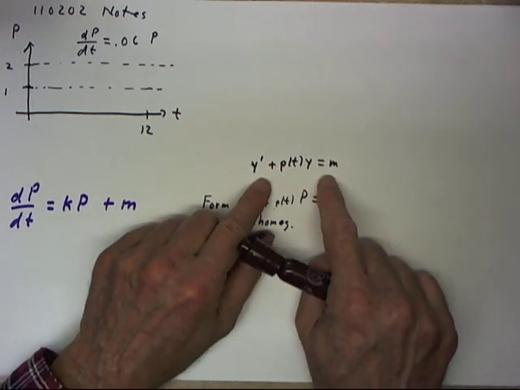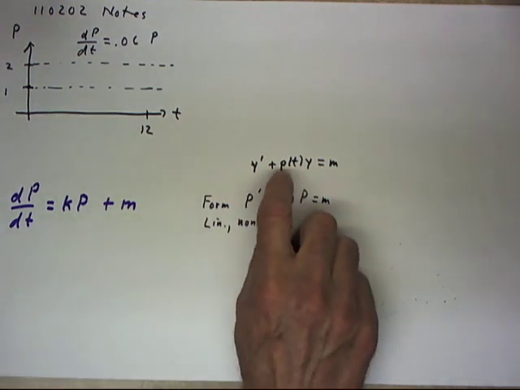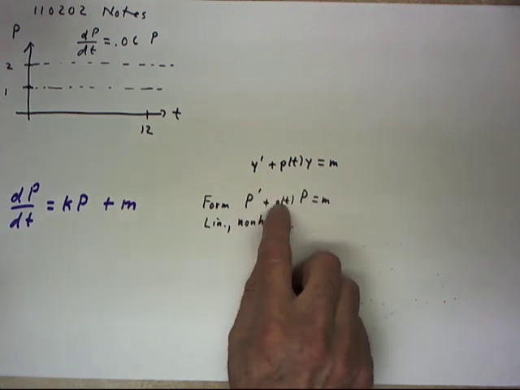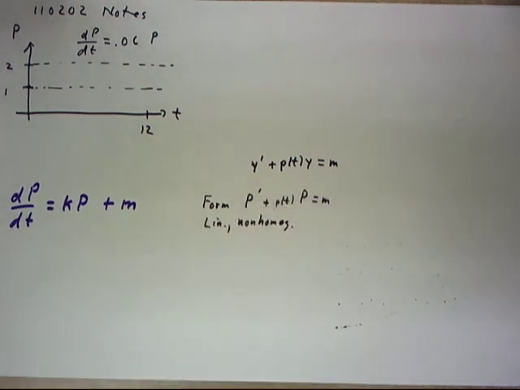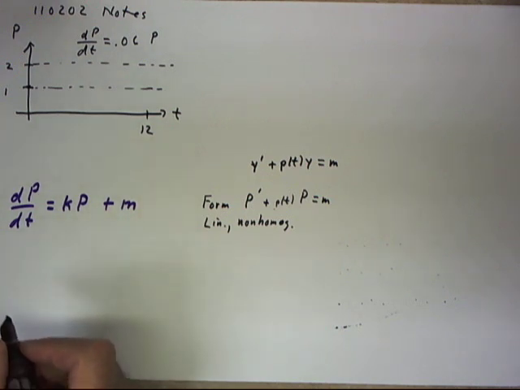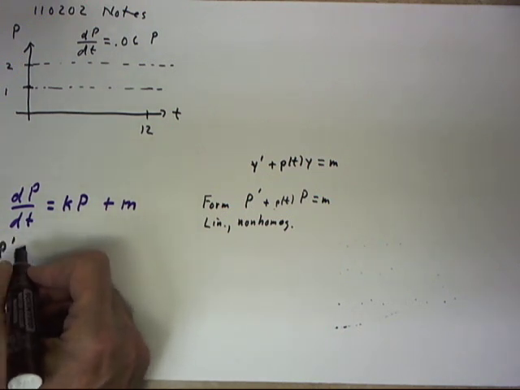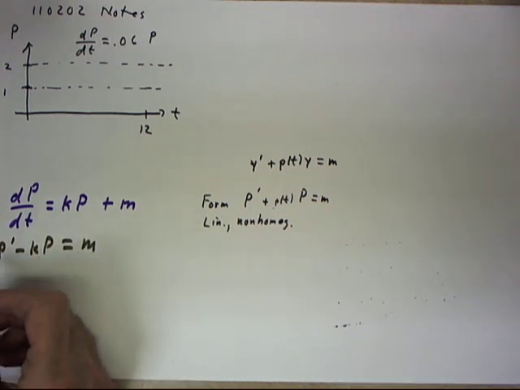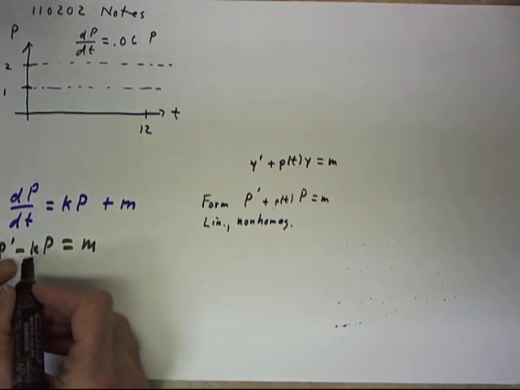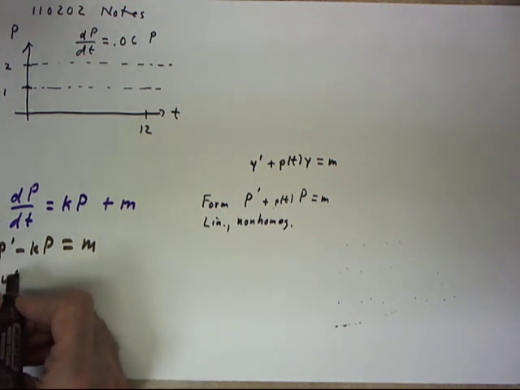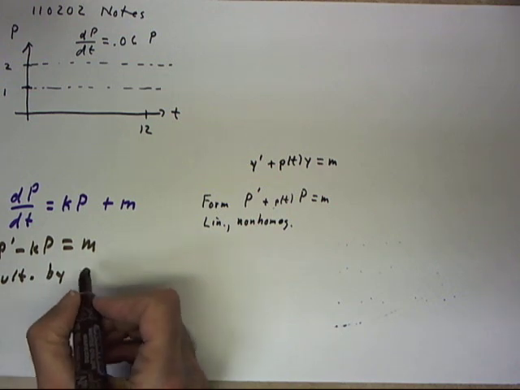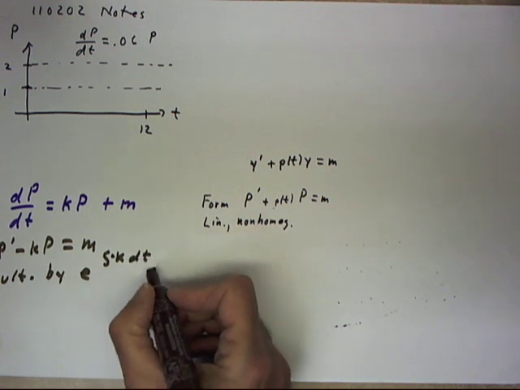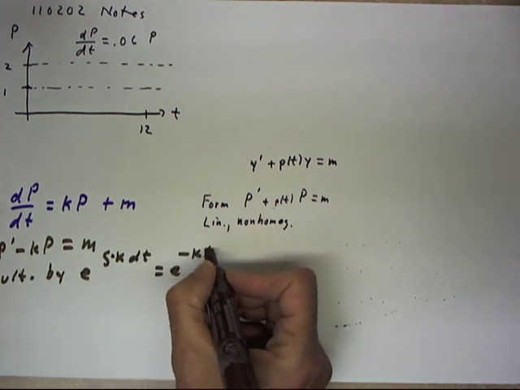Now what do we do to solve this equation? We multiply both sides by e to the integral of p(t) dt. Now what's our p(t) function here? Well, it's the coefficient of P. So if we put this into the form P' - kP = M, our little p(t) function is negative k. So we multiply by e to the integral of negative k dt, which equals e to the negative kt.